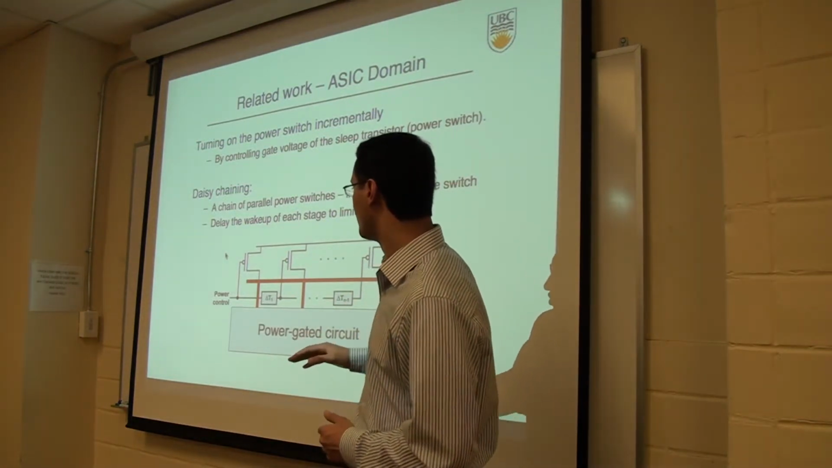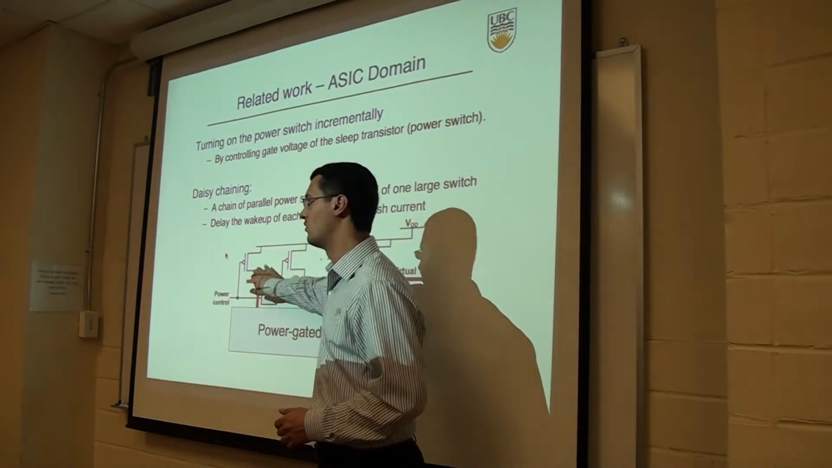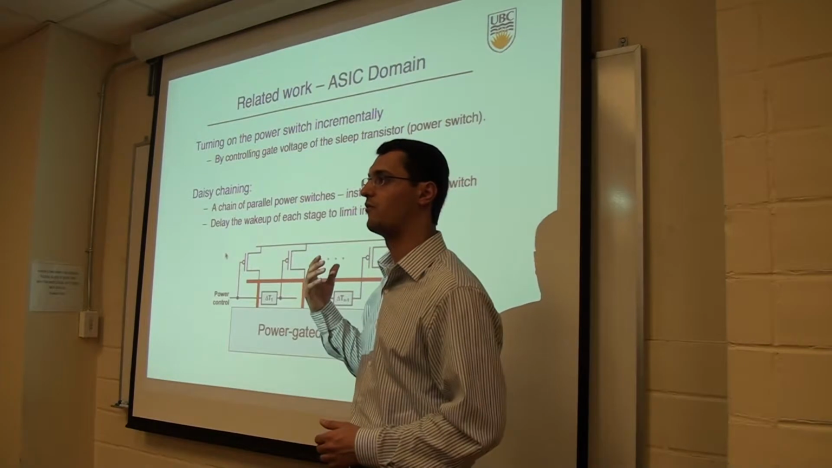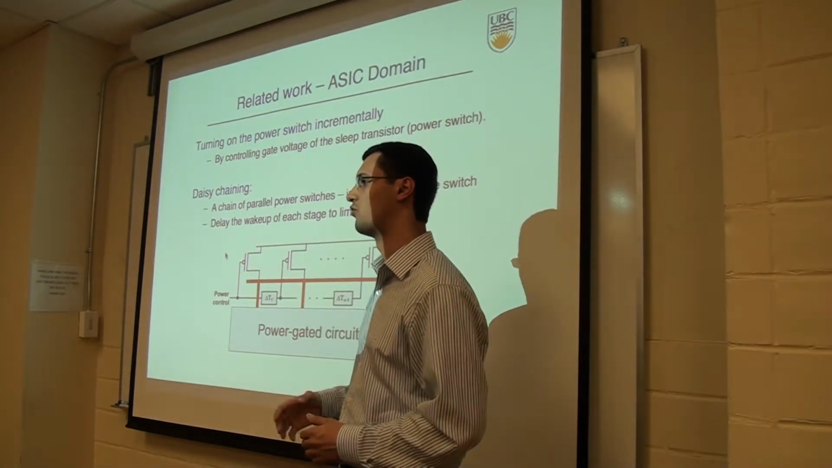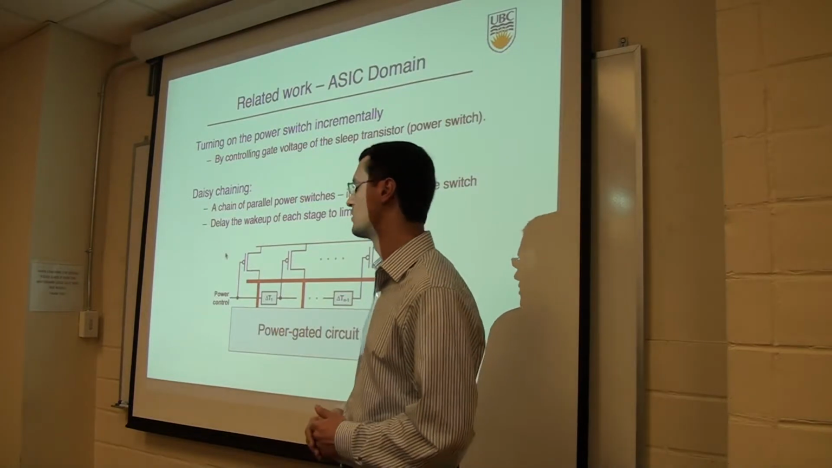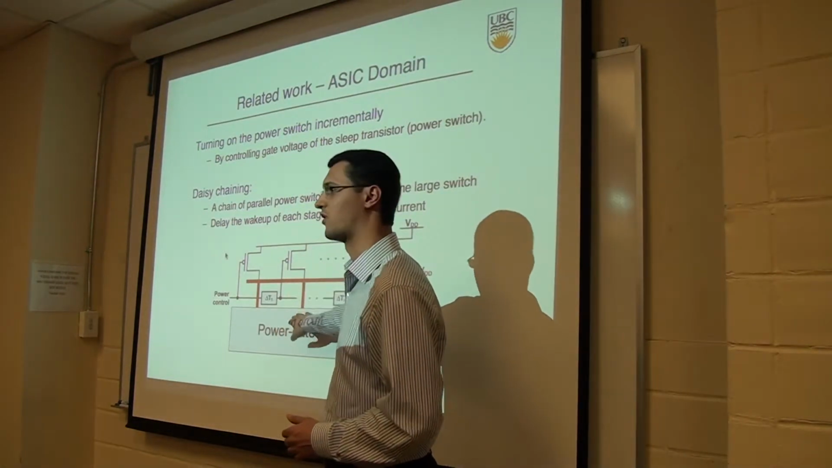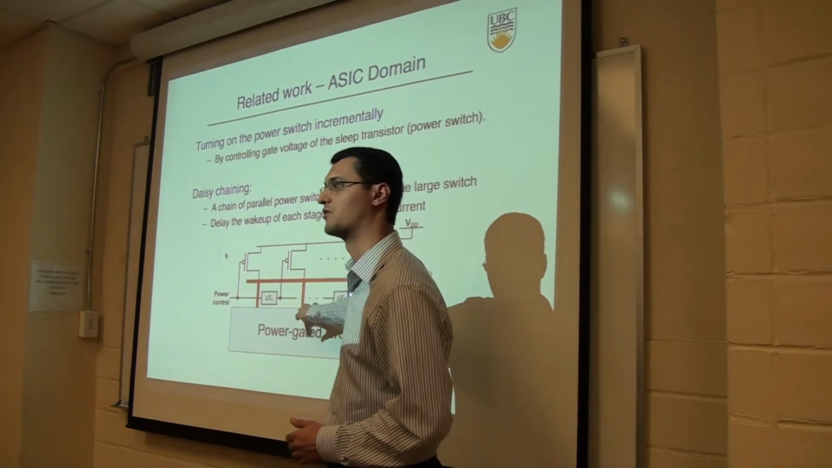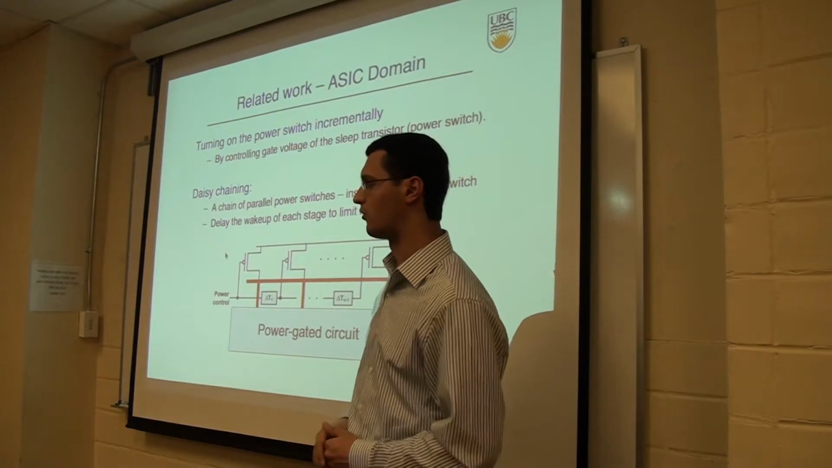And the turn on of each stage is delayed by some amount. Because this sleep transistor is small, the amount of current that's drawn from the power supply at the turn on phase will be small and it will not violate inrush current requirements. And the turn on of the next stage will result in a small current because there's some partially charged capacitance here. So this is the idea of daisy chaining the turn on.